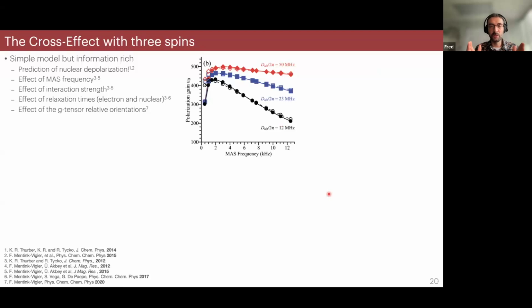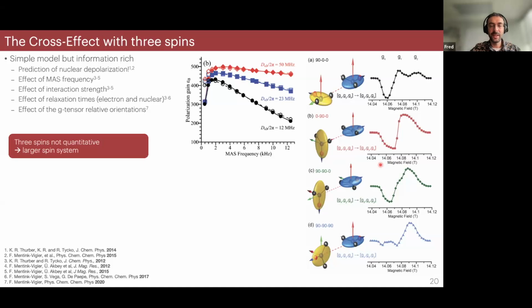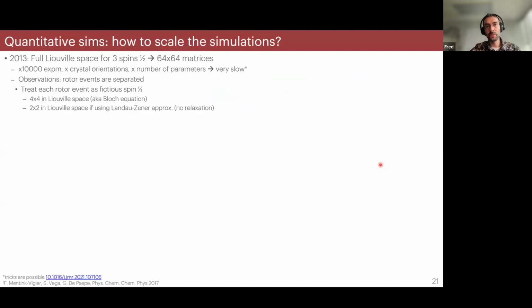A free spin system gives a lot of insight. We can understand how the dipolar and exchange interaction impact the mass dependence. It can also help understanding how the relative orientations of the biradicals are impacting the efficiency of the DNP experiment, how the DNP field profile would look like. So that means how much enhancement you would get as a function of magnetic field, but it's not quantitative. And to be quantitative, you want to include more spins, but it's a very slow process.